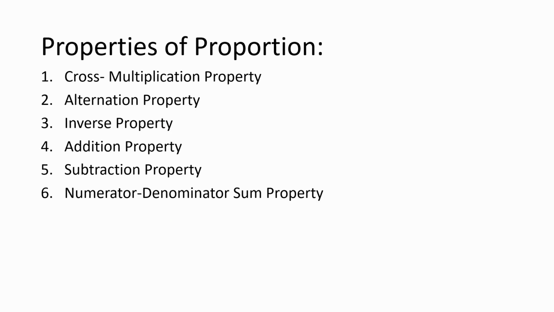Now, actually, in your modules or in your SLK, you have the different properties of proportion. There are also explanations and examples there. What are these properties all about and how are we going to apply them? So we have the cross multiplication property, alternation property, inverse property, addition property, subtraction property, and the numerator denominator sum property. Later, I will give examples wherein we can apply some of these properties.